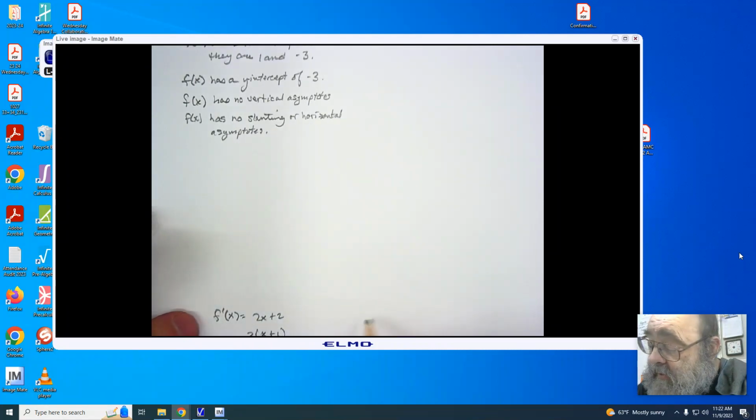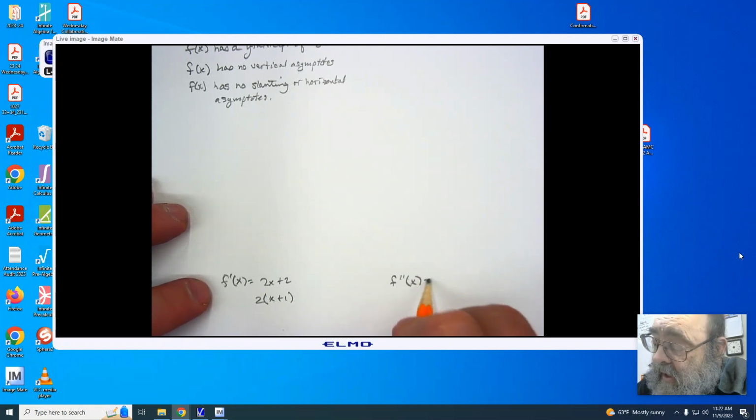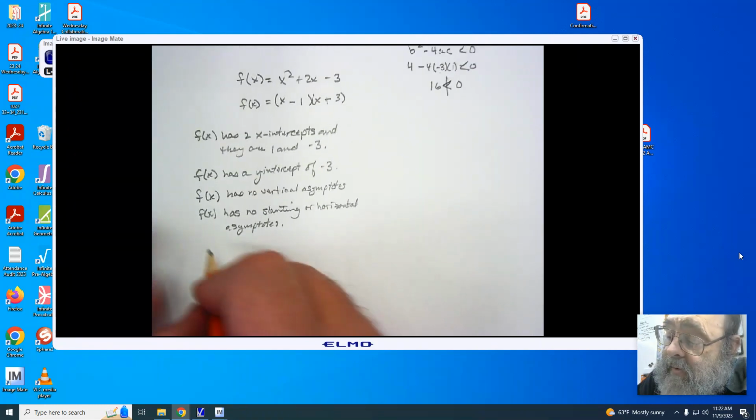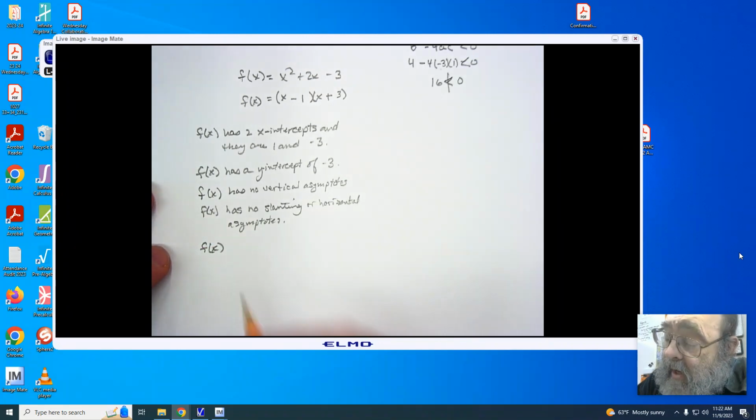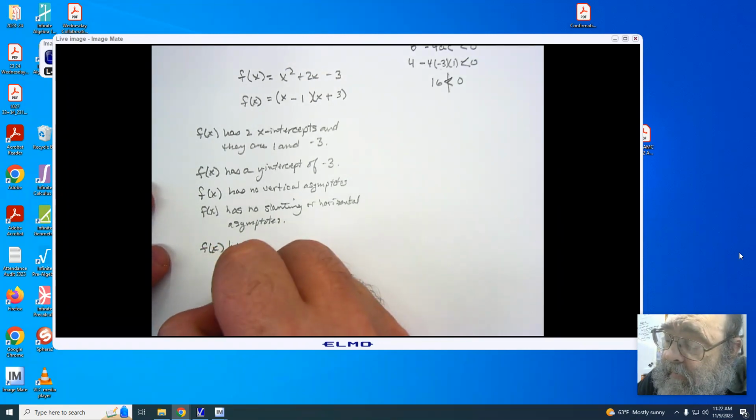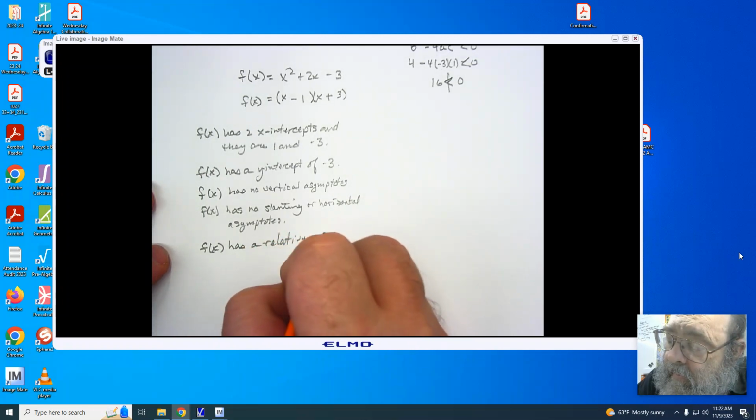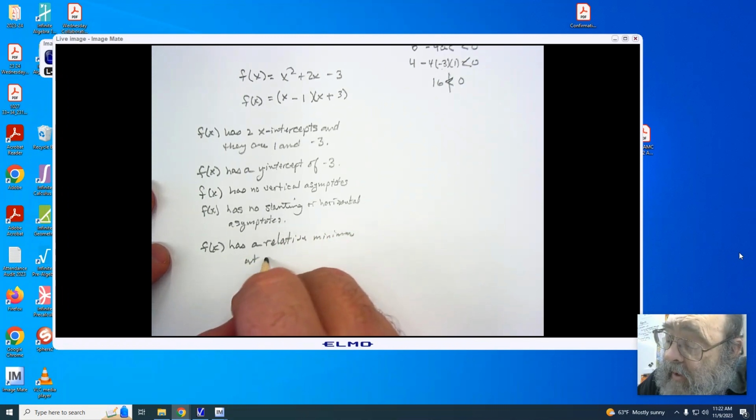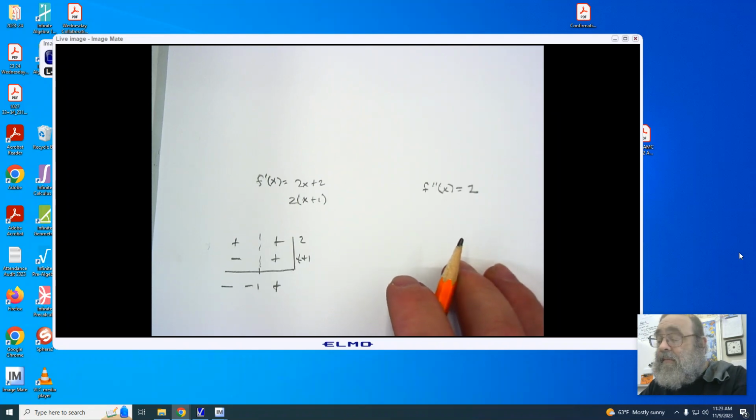We're now going to go to our second derivative. F double prime of x is going to have to be 2. And we can clearly see that f double prime of x is always positive. So I can now start to answer questions. F of x has a relative minimum at negative 1. Once again, notice the pattern, negative to positive.